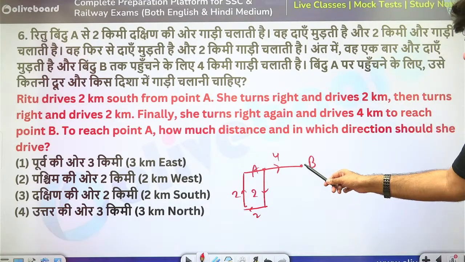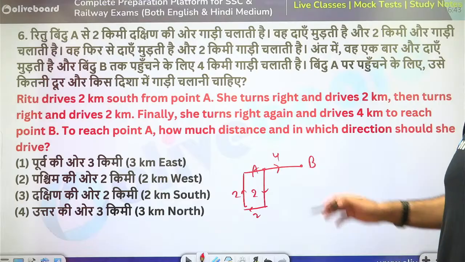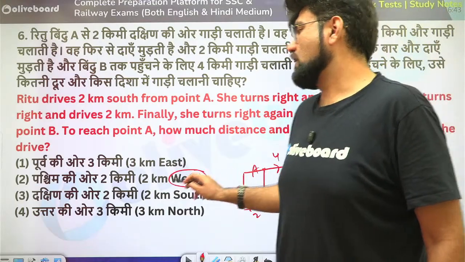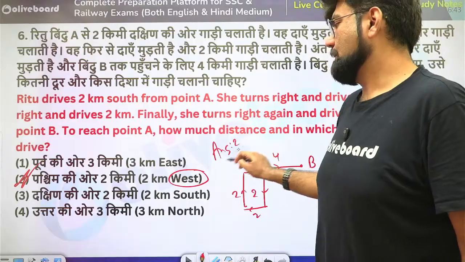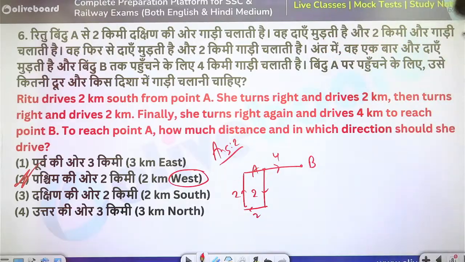So she has to drive 2 kilometers towards the west. If you look at the direction with west, you have only one option. So that will be your correct answer. Okay. Next.